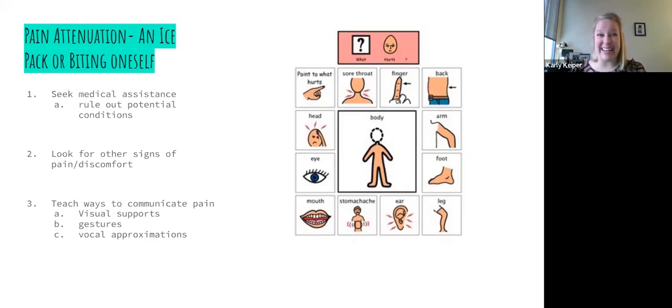hurting themselves or hiding. So this little visual support here I used with adults. I worked with some older patients when I was doing in-home therapy with the Medicaid waiver.